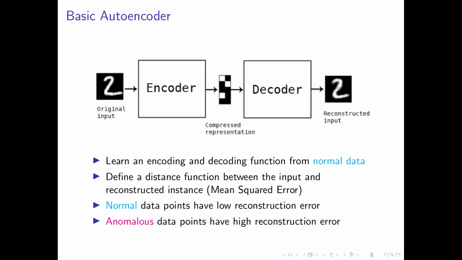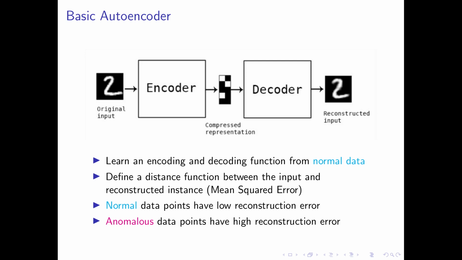And let's just briefly describe how we can use a basic autoencoder for anomaly detection. The general concept is that an autoencoder learns two functions, an encoding function and a decoding function. For the original input, it uses the encoder to obtain a compressed representation, and then it uses the decoder to reconstruct the input with some loss from the compressed representation.